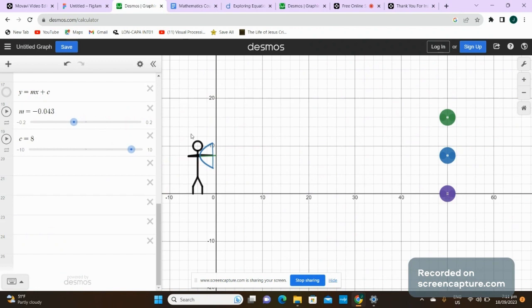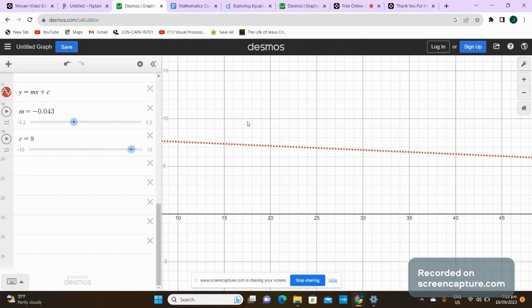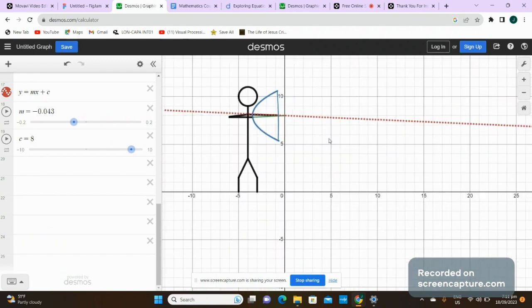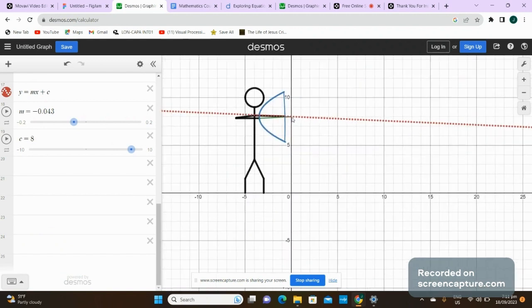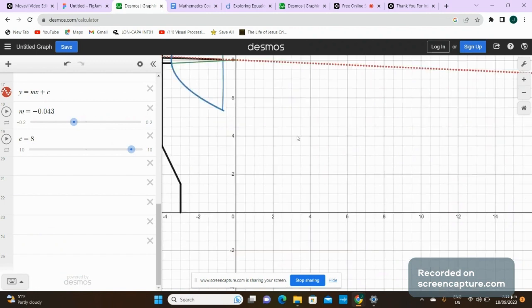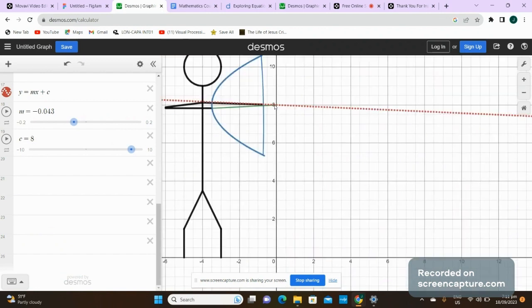So this man is shooting an arrow at 3 different targets over here, and we need to try and make sure the arrow hits the target. So we've got our y-intercept, which is going to be where the arrow leaves the y-axis. As we can see here, I'll zoom a bit more in. You can see it's 8, so I've put that at 8.